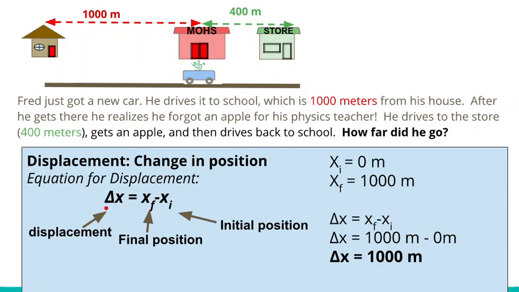And it says that delta x, which is the displacement, is equal to the final position minus the initial position. So delta is a Greek letter that means change. So this is saying what is his change in position? And once I find his change in position, it'll be the displacement.